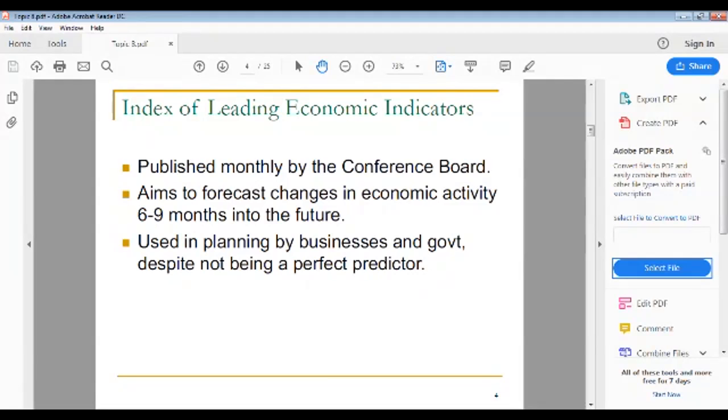So the best thing to do would be to look at the index of leading economic indicators. These are all collected by the Conference Board, which is not, again, part of the government. Let's just look at what these leading economic indicators suggest here. So let's go to FRED.